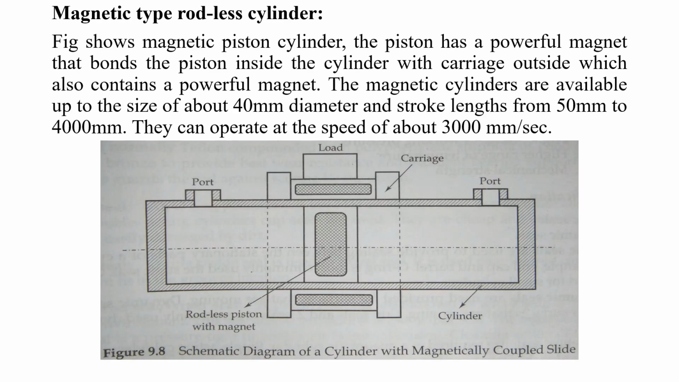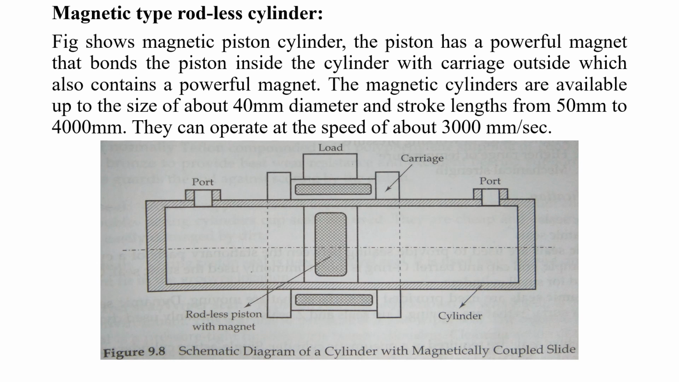Next one, the magnetic type rodless cylinder. The figure shows the magnetic piston cylinder. The piston has a powerful magnet that bonds the piston inside the cylinder with a carriage outside. Very important is the piston inside the cylinder and the carriage outside, which also contains a powerful magnet. The magnetic cylinders are available up to about 40 mm diameter and stroke length from 50 mm to 4000 mm. They can operate at a speed of 3000 millimeter per second.